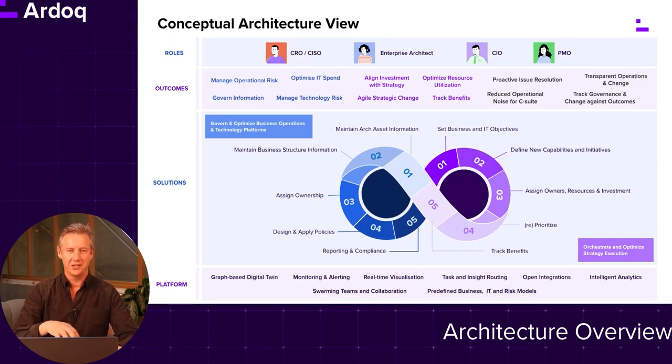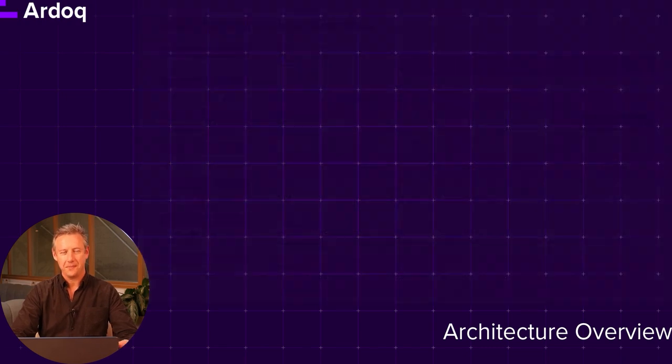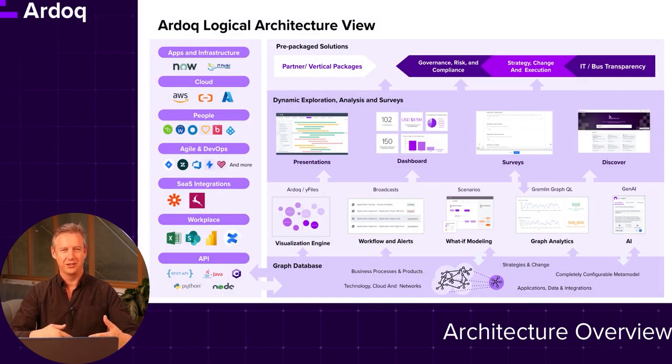Conceptually, we think of Ardoc as a platform that has a number of architecture techniques on top, from traditional asset management into strategy to execution, etc. All of those driving outcomes for the company. So if we start looking at particular views, starting with the logical view, Ardoc at the bottom at its foundation has a runtime graph engine. On top of that engine, we have a number of different running services.